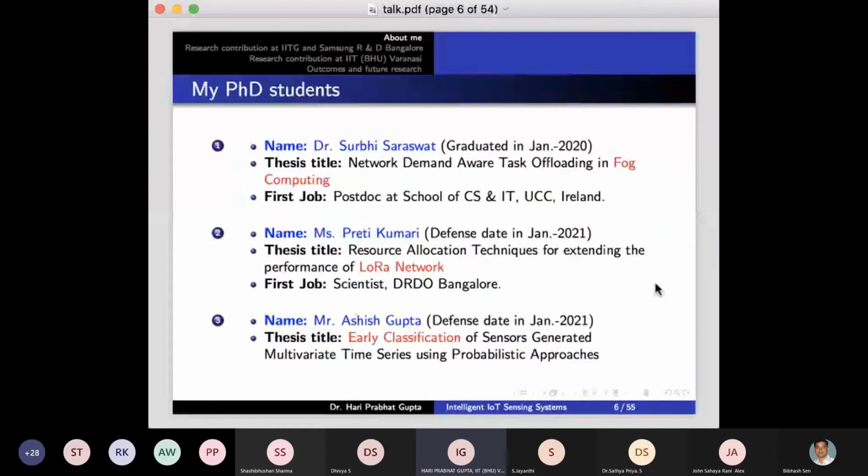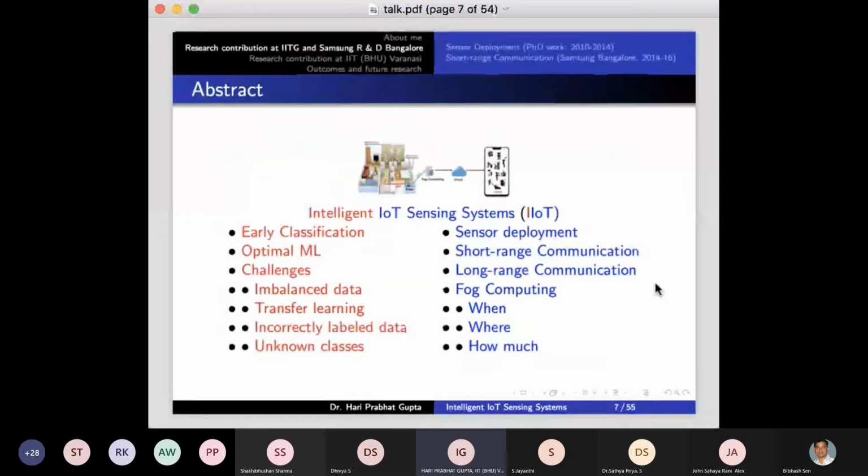So there are two funding projects. Recently we finished 3 PhDs in this domain; these 3 are my students and I am their supervisor. First is Dr. Surbhi Saraswat, who is now doing a postdoc at UCC Ireland, and her main work is on fog computing. Then we come to LoRa long range with Preeti, and finally Ashish, who works on intelligence and early classification. We will see this work one by one.